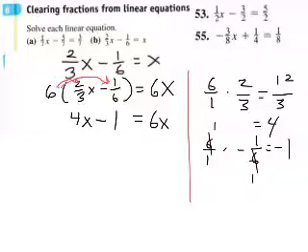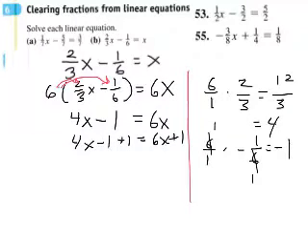So we could put all our x variables on the left side. It's okay. I would try to get them on the right in this case, because the 6x is bigger, but it doesn't really matter. So I'm going to add 1 to both sides. We have 4x minus 1 plus 1 equals 6x plus 1. And that gives me 4x equals 6x plus 1.